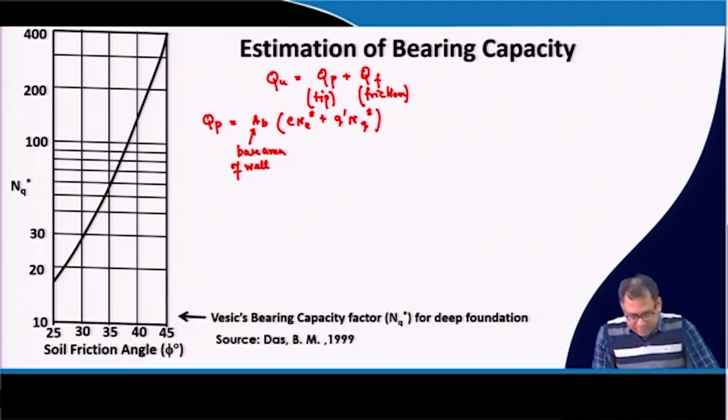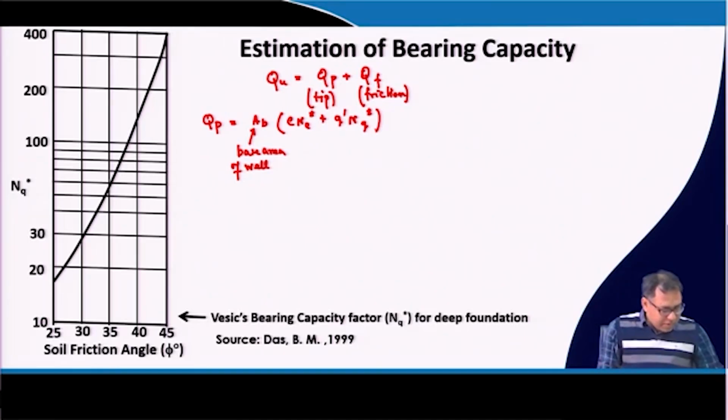Okay, so we have neglected the third component, because we did it for the pile foundation also, which is small compared to the second component. So, we have considered first the cohesion part and then the second component. If the C is 0, then there will be only the second component. So, now this is QP ultimate.